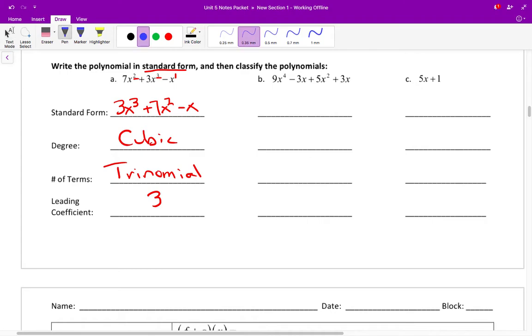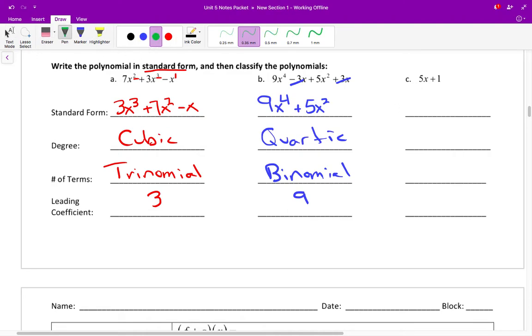Alright, here's your chance to check yourself. So, on part B, here's what you should have had for standard form. Should have been 9x to the power of 4 plus 5x squared, and that was it. Because negative 3x and 3x added to be 0. So if you can simplify to combine like terms, you need to do so. That's going to change your answer in another place too. Hopefully you still said that this was a quartic polynomial. But in terms of how many terms there are, in this case, you should have said binomial. So if you need to fix that, now would be your chance. For leading coefficient, you probably still got that part right, it would have been 9.